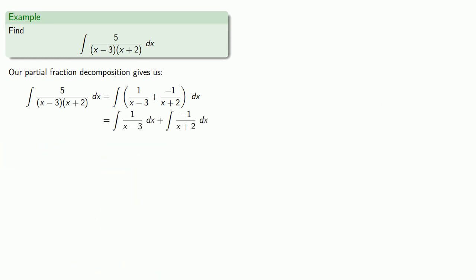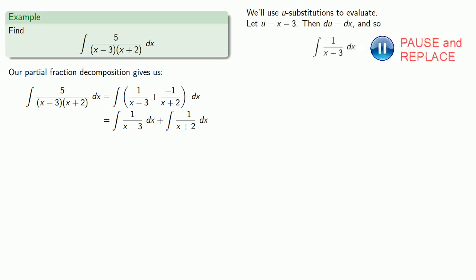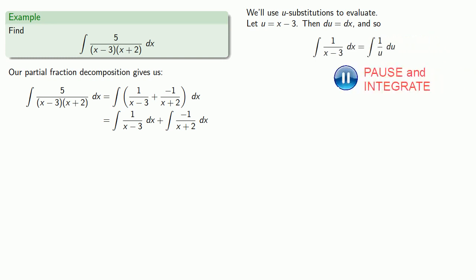So we'll use a u substitution. For the first integral, we'll let u equals x minus 3, so du is dx. Making our substitutions, integrating, and we'll put everything back where we found it. And to take into account the fact that you can't take the log of a negative number, we'll throw the argument x minus 3 into a set of absolute value bars.